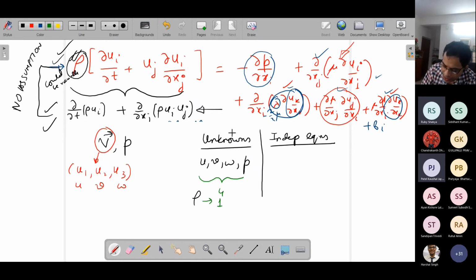So when I am writing this, remember I am writing this for the general cases. There are certain cases where density is known and it's a constant. Those are all special cases, but in general case not. How many independent equations are there? So you have a continuity equation that is there.